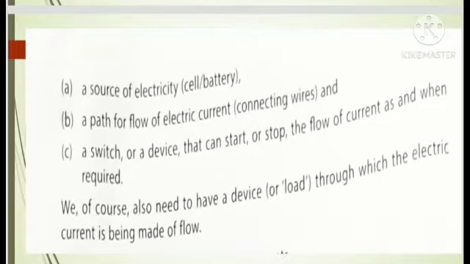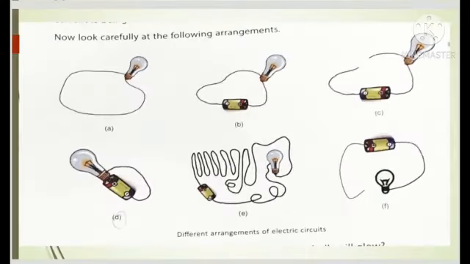Now what is given here at page number 176. Just have a look. 6 diagrams are shown here, and you are asked to look at these carefully. And what is asked again, in which of the above arrangements do you think the bulb will glow? What about the first one? The bulb will not glow because the bulb is present, connecting wires are there, but there is no source of electricity, that is a cell or battery.